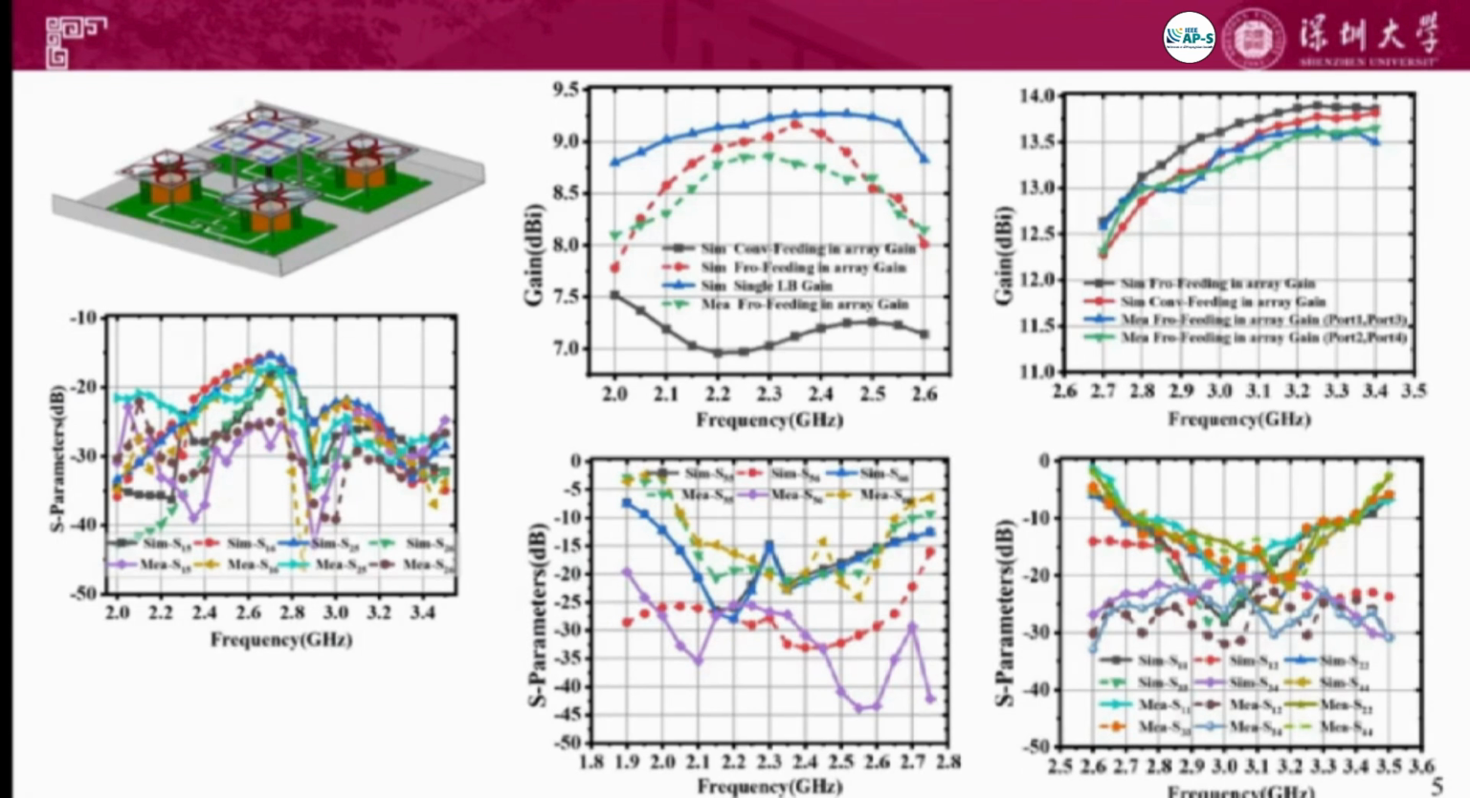High-band gain, 13 plus or minus 0.7 dB. Port isolation between low and high-band elements, better than 20 dB. Cross-polarization, better than 25 dB. Stable radiation patterns, meeting 5G base station antenna requirements. Compared with existing solutions, our design achieves compact integration of adjacent frequency bands while maintaining a low profile, significantly improving spatial utilization efficiency. The main contributions of this paper are as follows.